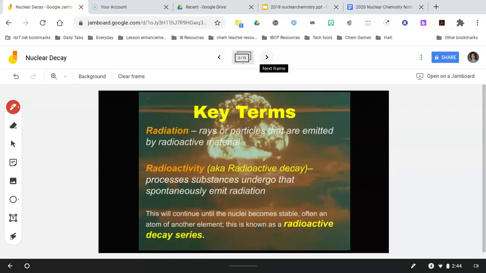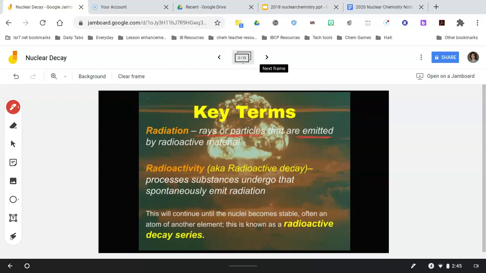Okay, let's start talking about a few key terms that you need to be able to define. We're going to look at radiation and radioactivity, which are very similar in the way they sound, and they're similar because they're related to the same thing, but they're not the same thing. Radiation are the particles that are emitted. So as we learn about some of the particles here in just a few minutes, that's going to be the radiation, those rays or particles that come out of a nucleus when it begins to decay.